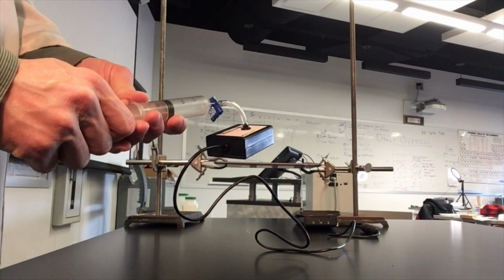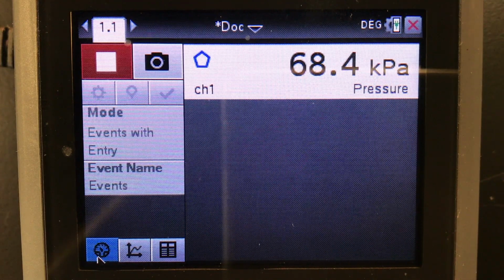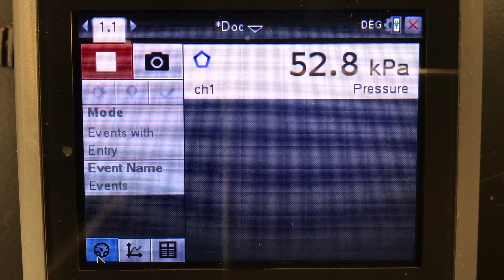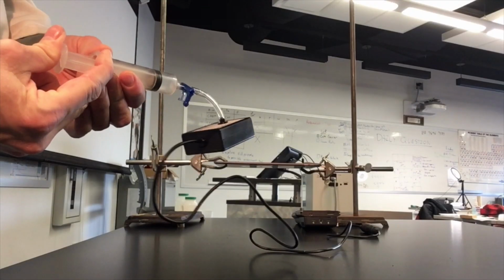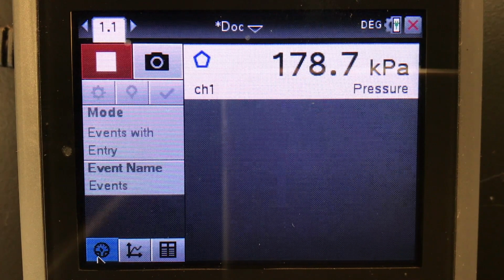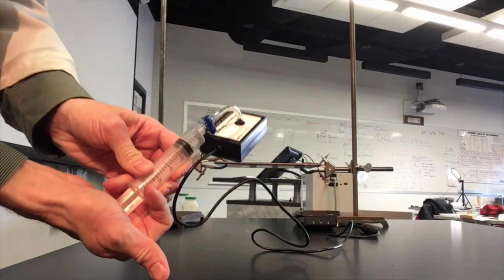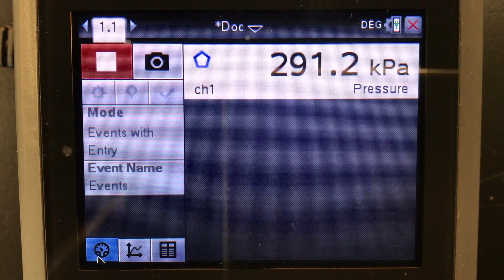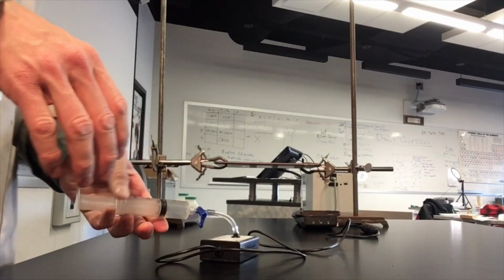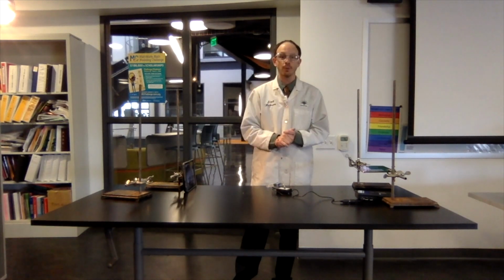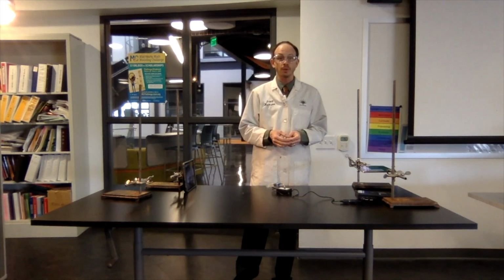I'm going to pull it out to 15. I'm going to let it sit right there, but at 15, it looks like it's 68.5. I'm going to pull it out to 20. At 20, it looks like it's 52.7. I'm going to push it in to 5. At 5, it looks like it's 180.5. And now I'm going to try to get this down to 2.5. And at 2.5, it's 291.6. And now I'm going to let it ease its way back out. So that was 5 different data points that now you can plot and see if you can find a relationship between the volume and the pressure.